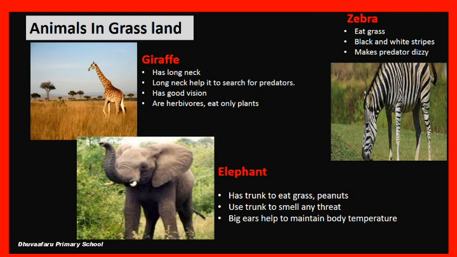Animals in grassland. Here are some animals that live in grassland, like giraffe, elephant, and zebra. Giraffe has a very long neck. It helps them to search for predators. It has very good vision. Giraffes are herbivores. They eat only plants.